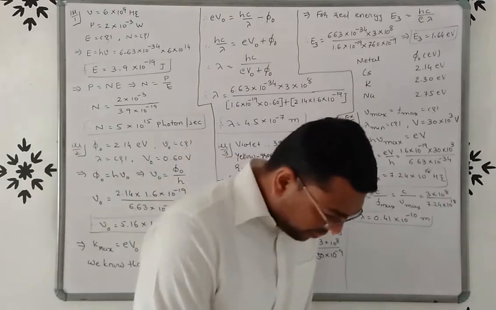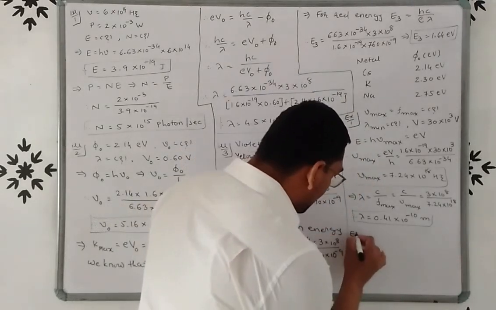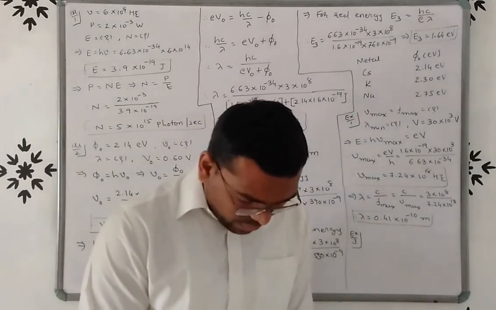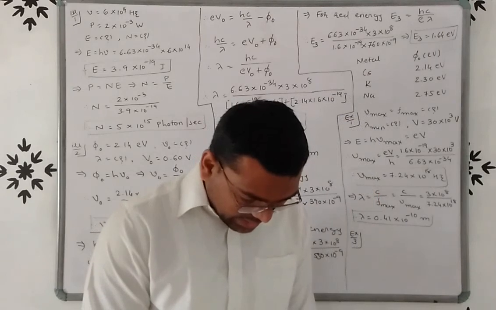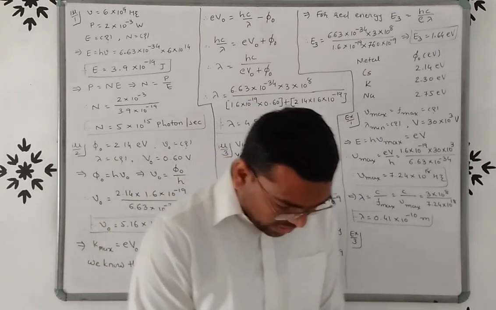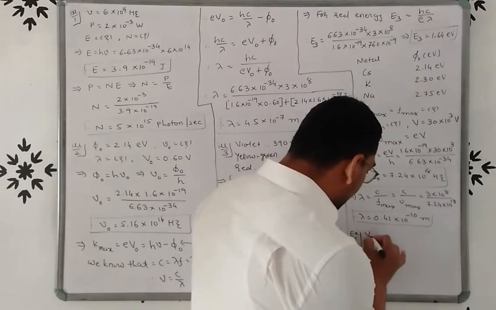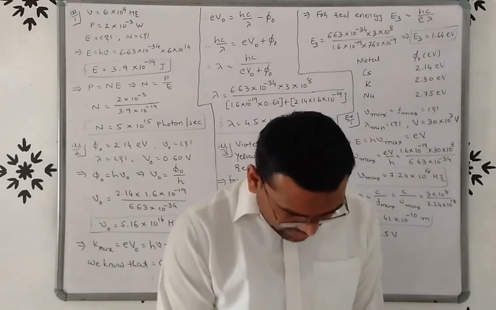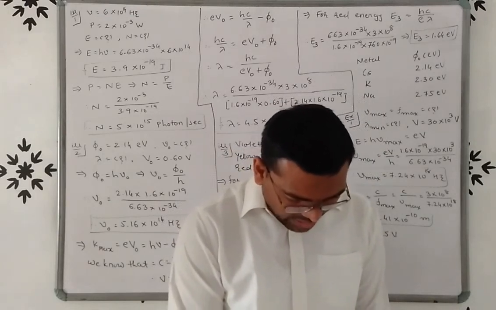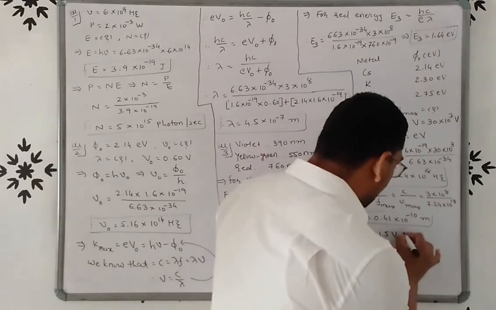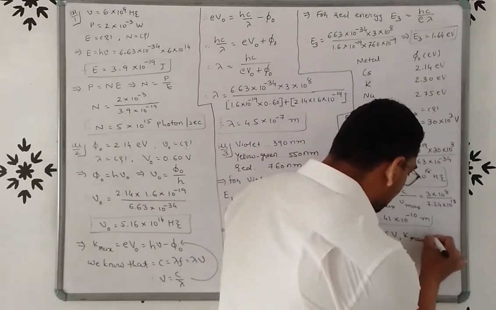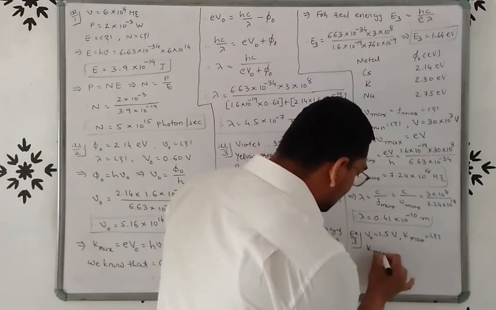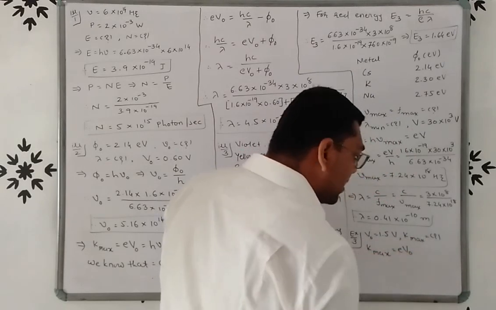Now see example number 3. See, the photoelectric cutoff voltage in a certain experiment is 1.5 volt. So here cutoff voltage V0 is given, that is equals to 1.5 volt. What is the maximum kinetic energy of photoelectrons emitted? So we have to find out the maximum kinetic energy. So we already know the formula of maximum kinetic energy, K max is equals to eV0, right?